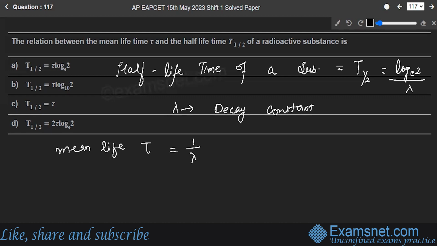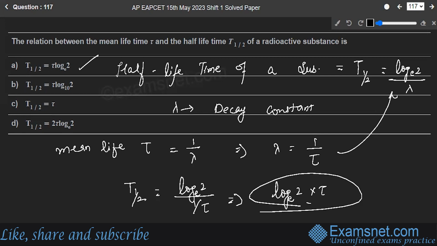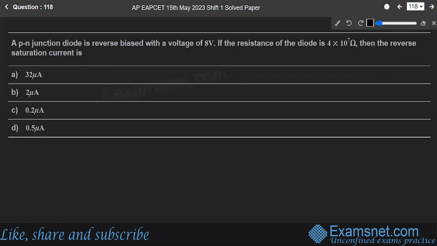This is inversely proportional to, or this is 1 upon lambda. From here, you have lambda is equal to this. So let's put in this value in this equation. You will have 2 to the base E upon 1 upon this. So you have log 2. This is the answer to the question. That makes option A the correct answer. Hope you understood this. Next is question number 118.